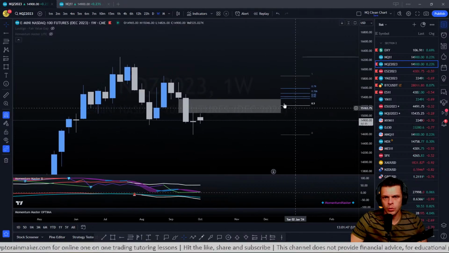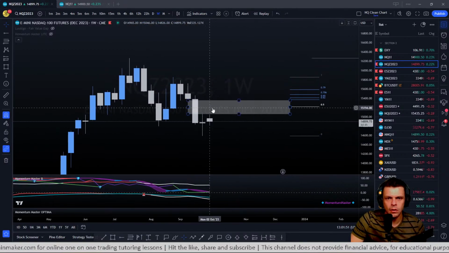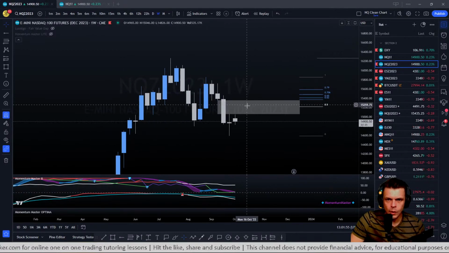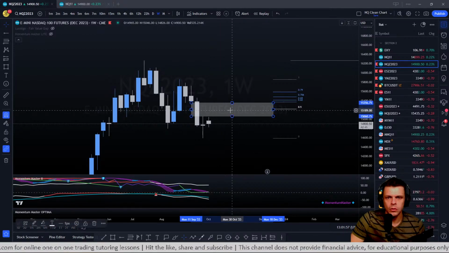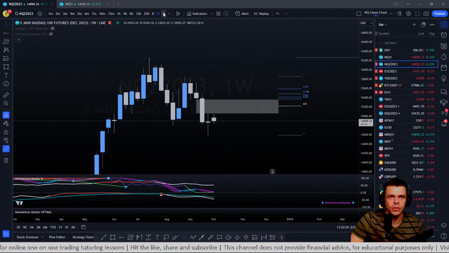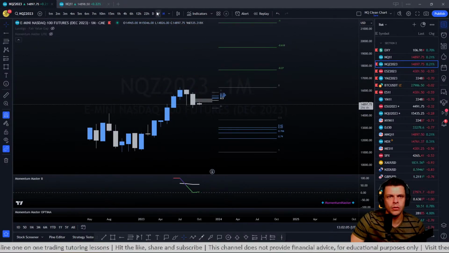Okay, so the equilibrium for this impulse to the downside is right in the middle of this imbalance. So I think it will move to the upside a little bit towards the midpoint of this fair value gap and into premium before going down to that monthly imbalance that we discussed on the continuous chart.